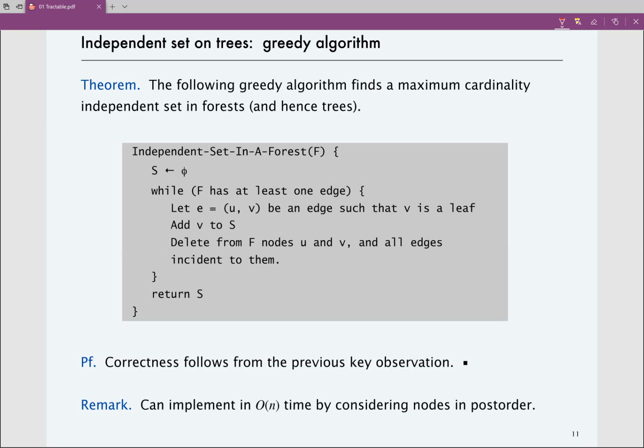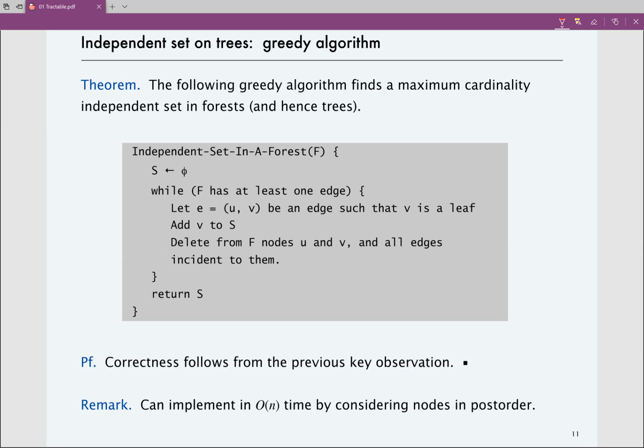Right? And then once you add v into S, you cannot add u into S anymore. So at that point, we can eliminate U from S. And if you eliminate U, then you can also take out all of the edges adjacent to U.